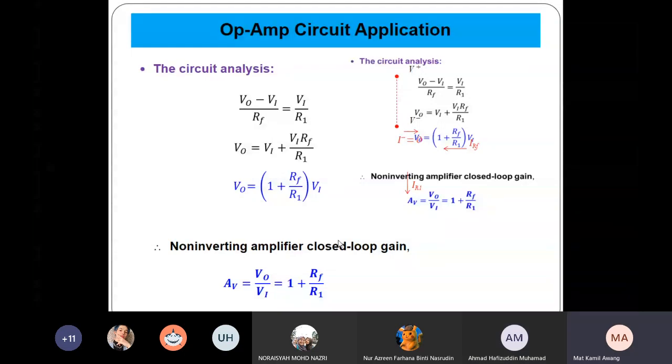It doesn't matter what it is called. As long as you understand there is an input, there is an output. So what is the gain? The gain is the ratio of the output over the input. And you look at whether it's inverting or non-inverting. If it's inverting, therefore the gain is minus RF over R1. If it's a non-inverting amplifier, it is 1 plus RF over R1. Simple. Okay.